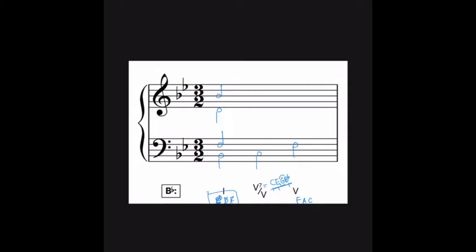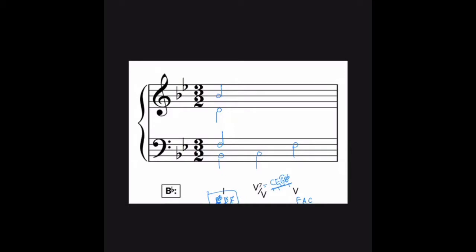The leading tone has much higher tonal significance, so it can never be left out. And the seventh cannot be left out, because if we leave it out, we're writing a triad. It's no longer a seventh chord.